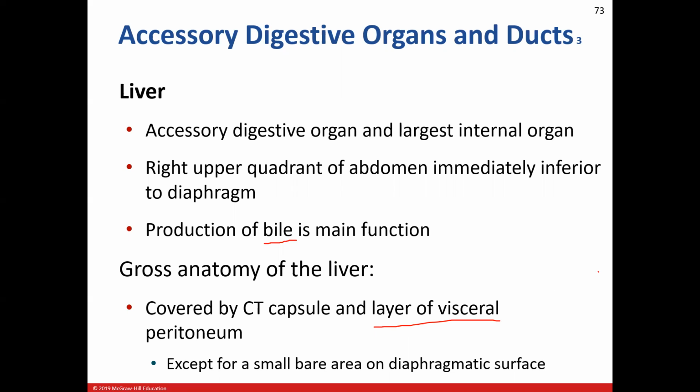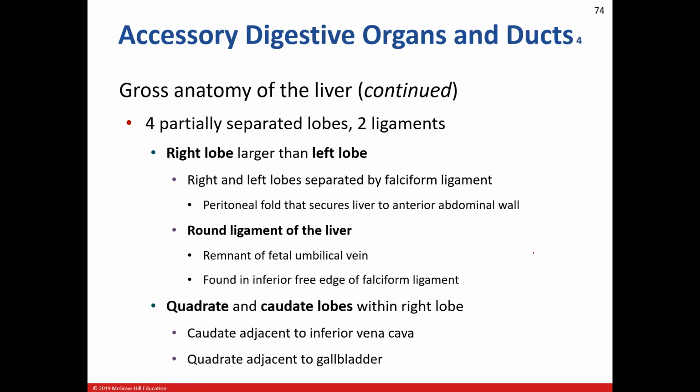So the only place that we will not see the capsule or the visceral peritoneum is in what we call the bare area of the liver. That's the area where the liver actually articulates, or is pushed up against, the diaphragm. It'll be on the superior portion of the liver, on the inferior surface of the diaphragm.